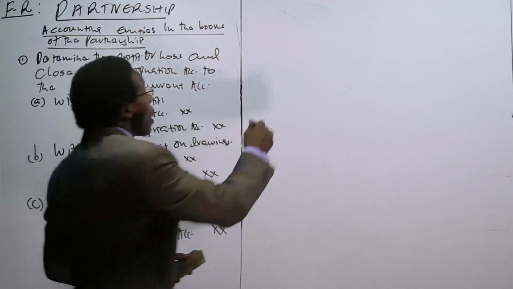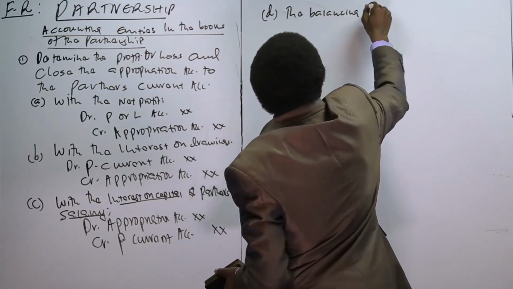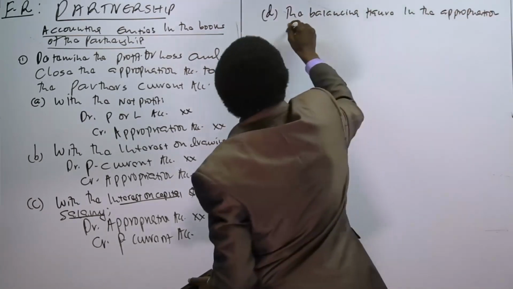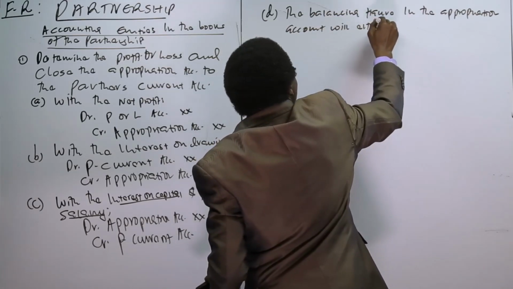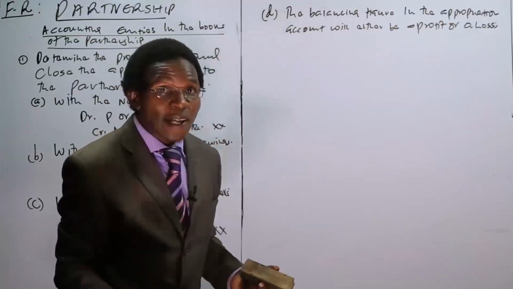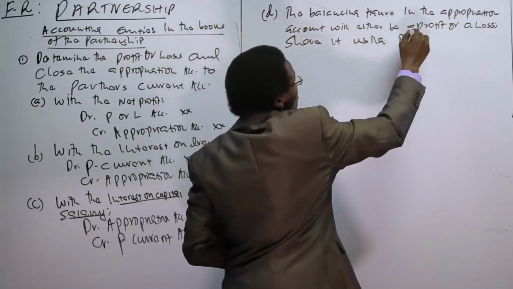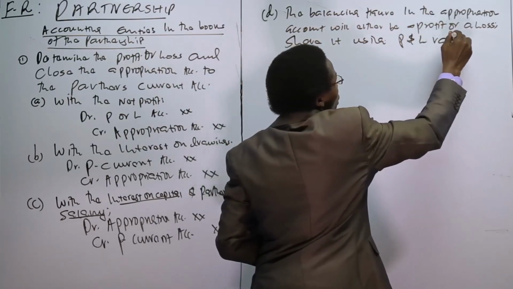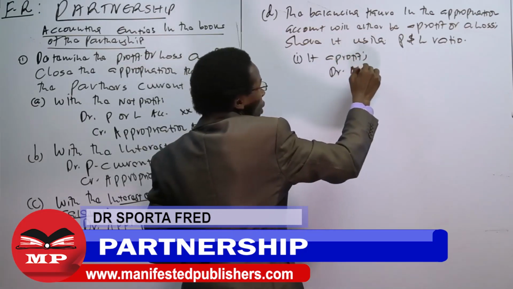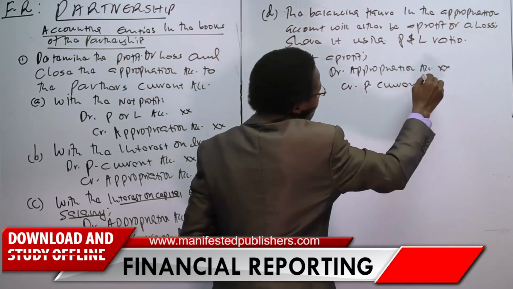Now, the balancing figure in your appropriation account will either be a profit or a loss. So what do you do? You must share that profit or loss using the profit and loss sharing ratio. So Roman 1, if a profit, you know what to do. If a profit, then we are going to debit the appropriation account, then we credit the partner's current account in that order.